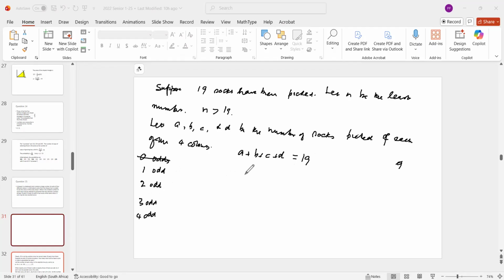In fact, you can't have 2 odds because then the other 2 will have to be evens, and 2 odds will add up to an even. So you'll have even plus even plus even. So you can't have 2 odds, or you can't have 4 odds. 4 odds also will give you an even number. So you see, just from this equation, you can make this logical conclusion that there is either 1 odd or 3 odds. These are the only possibilities.